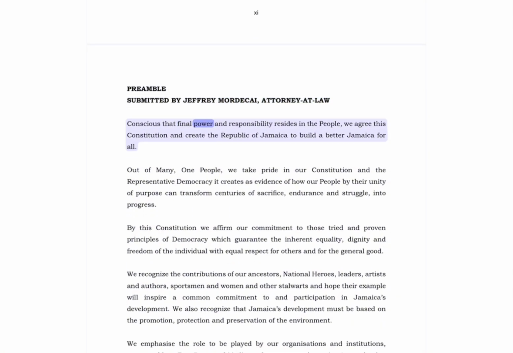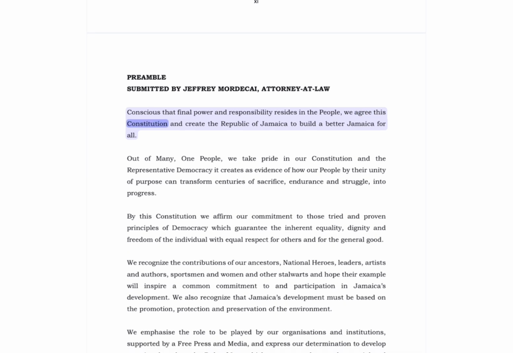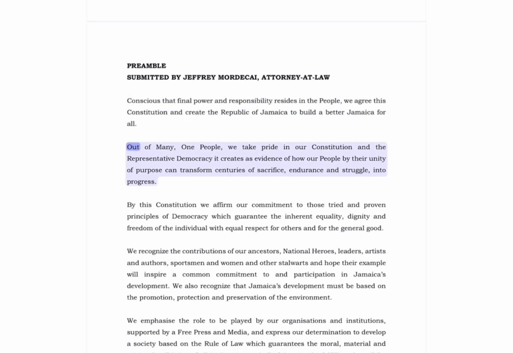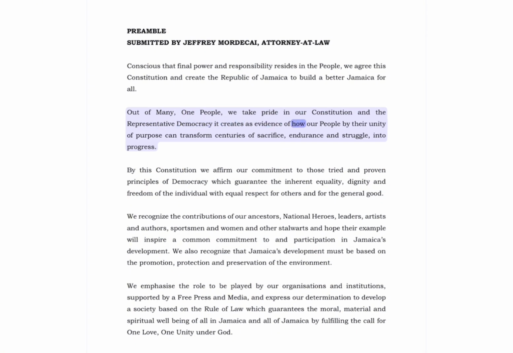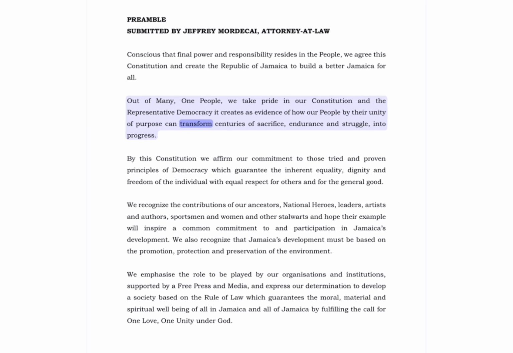Conscious that final power and responsibility resides in the people, we agree this Constitution and create the Republic of Jamaica to build a better Jamaica for all. Out of many, one people, we take pride in our Constitution and the representative democracy it creates as evidence of how our people, by their unity of purpose, can transform centuries of sacrifice, endurance, and struggle into progress.